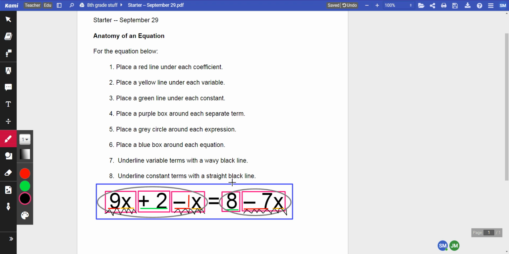And underline constant terms with a straight black line. That would be the other terms. So +2, there's a constant term, and 8 is a constant term. And there you go.